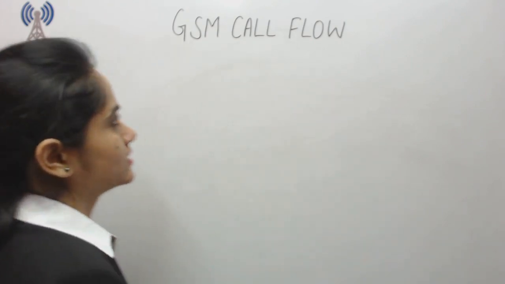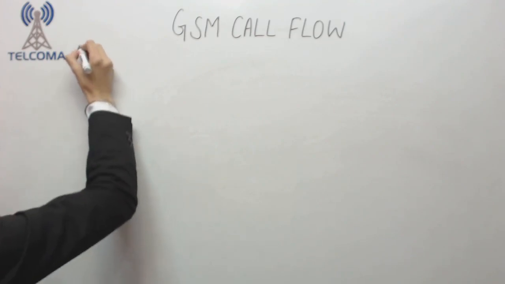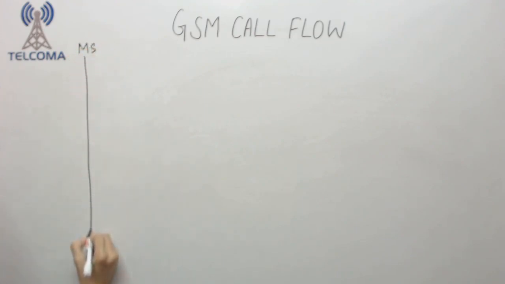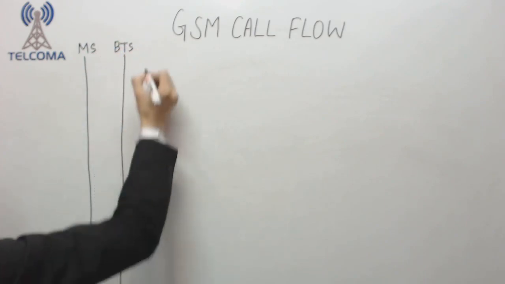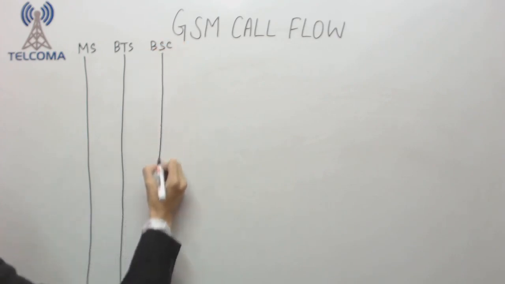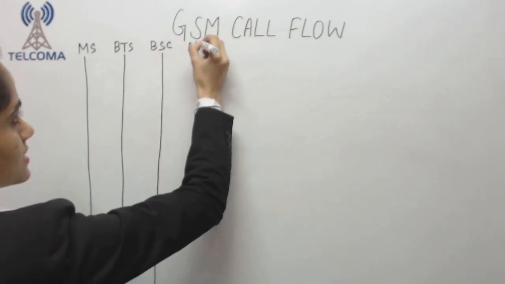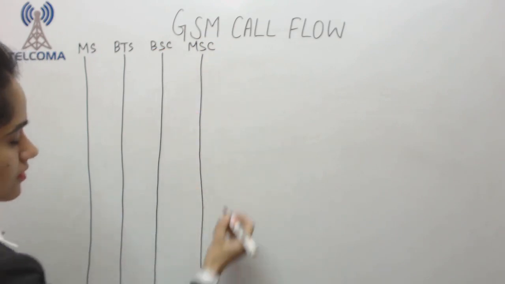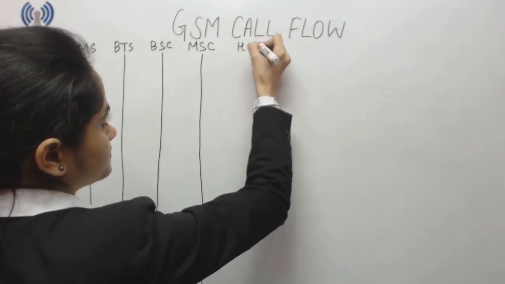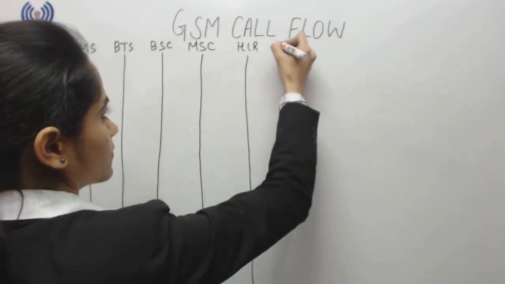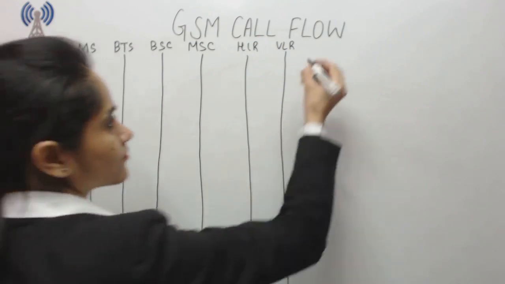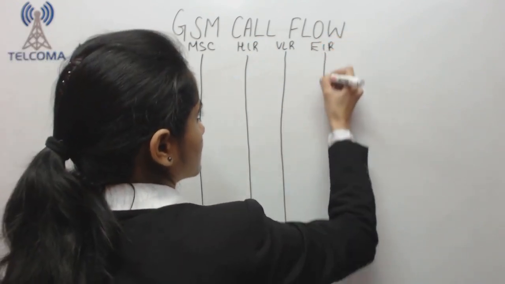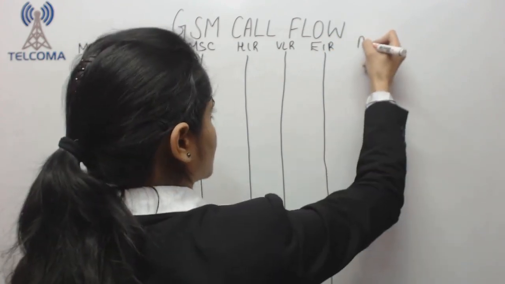So today in this class we are going to discuss GSM call flow. Let's discuss the entities. In call flow we have, very first, the mobile station. Then we have BTS. After that we have BSC, MSC, HLR, VLR, EIR, AUC.